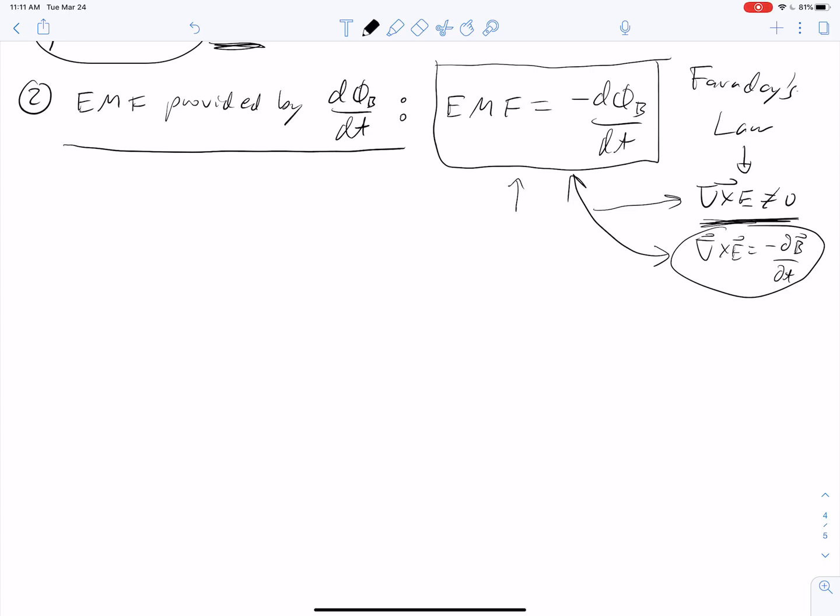Let's see. How can this be true? To see how this is true, we're going to create a situation where we have changing magnetic flux. There are two different ways to do this, and they're really equivalent. Changing magnetic flux.